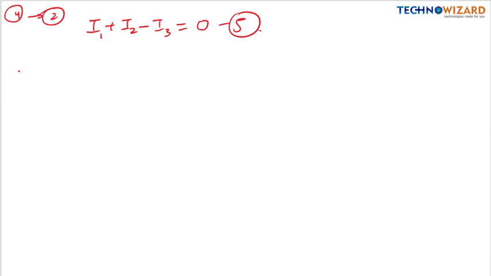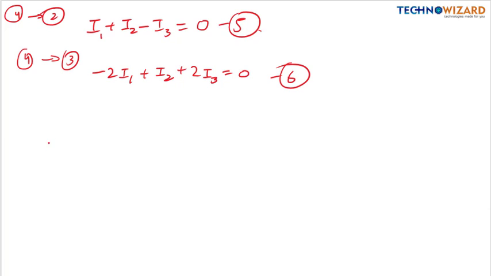Now I'm putting the value of I equal to I1 minus I2 in the second equation. From here you will get I1 plus I2 minus I3 is equal to 0. This is our 5th equation. And similarly you put the 4th equation in the 3rd equation. From here you will get minus 2 I1 plus I2 plus 2 I3 is equal to 0. This is the 6th equation.